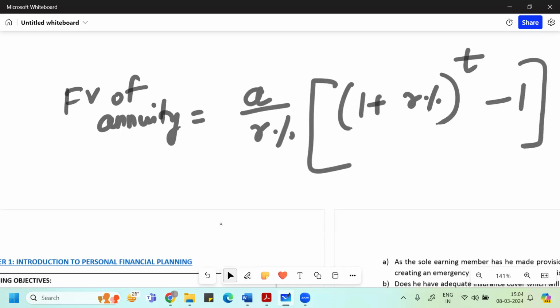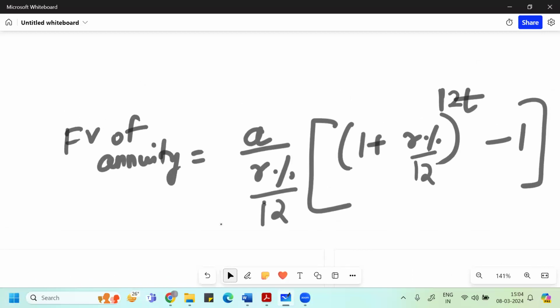You can apply this formula. If I'm talking about a per month basis, you can divide the rate of interest by 12, and the time you can multiply by 12. You can just apply the future value of annuity formula. This will help you calculate or work on your future plans. Or you can use Excel, where there is an FV function.